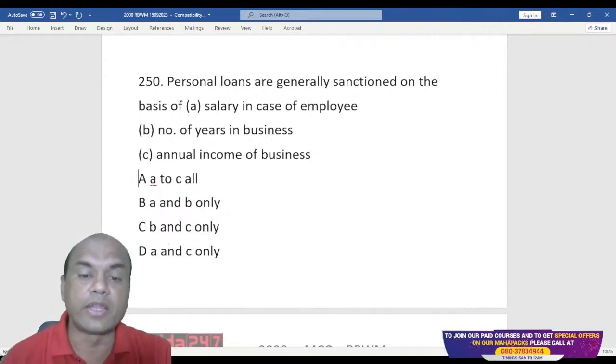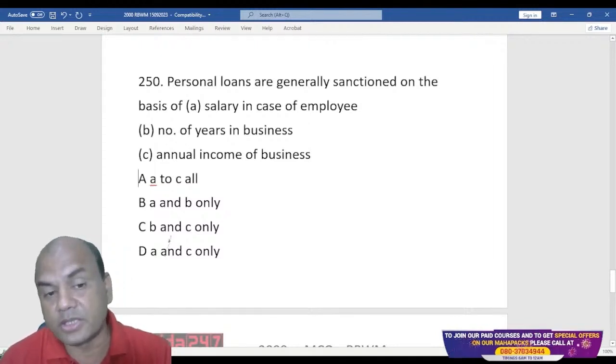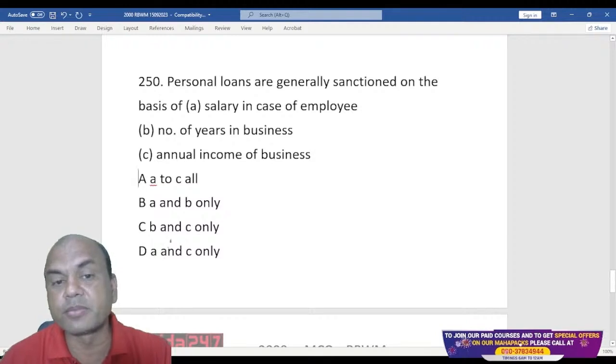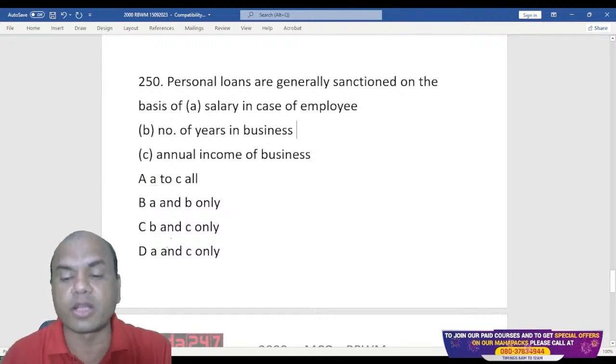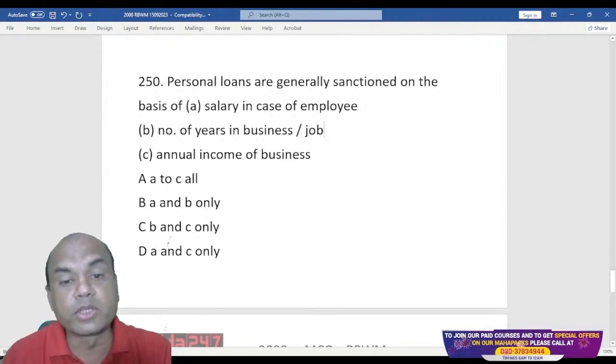Annual income in case of businesses, that is also a point. So if I am giving a loan to any person, not only this, number of years in business. So B and C will be checked in case of a business person. But in case of an employee also, nowadays we check how many years in salary, in business, or I'll write it here, job also. Because both the things are important.